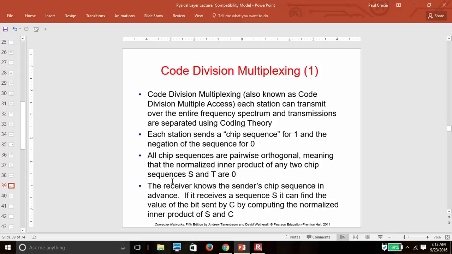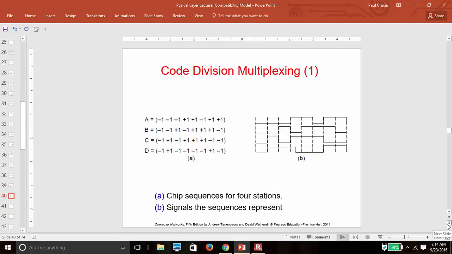Also, for this to work, the receiver needs to know the sender's chip sequence in advance, and if it receives a sequence S, where S would be a whole bunch of users' overall signal, it can find the value of a particular user, say user C, by computing the normalized inner product of S and C. And we're going to see an example of that in a minute. So here we have an example.